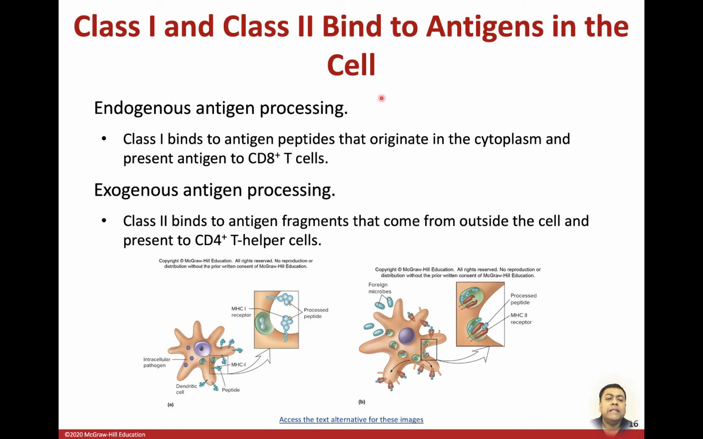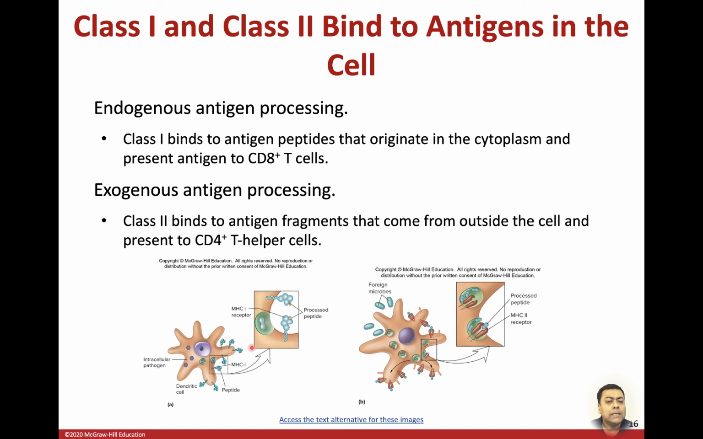So right here, that leads to two things. One is what is called endogenous antigen processing, and another is exogenous antigen processing. So what is the difference? We already talked about that. The class 1 binds to the antigen peptides that originate in the cytoplasm by the action of the proteasome and presents the antigen to the CD8 plus cells. We are again going to talk about what CD8 plus cells are, because we still do not know this. CD8 plus cell is a cytotoxic T cell.